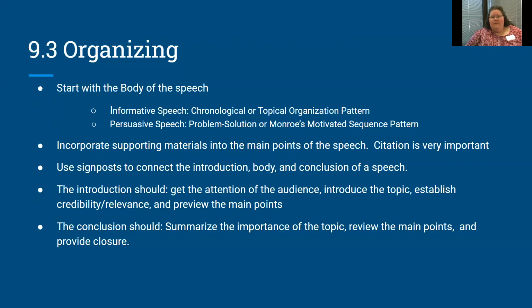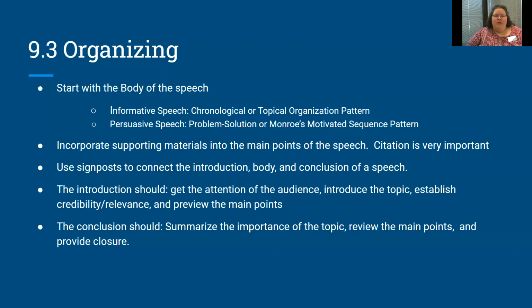You do need to decide how you want to organize the speech. For the informative speech, you're going to have two options. One is to follow a chronological organizational pattern. The second is to follow a topical organizational pattern. And then for the persuasive speech, you'll also have two options between following the problem solution organization pattern and Monroe's motivated sequence. So as you get ready to work on those speeches, go back and review the information about those organizational patterns.